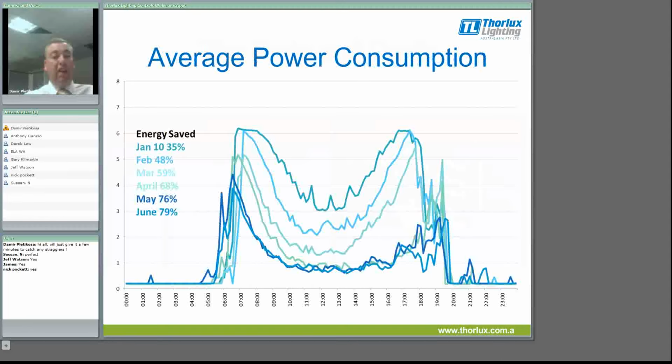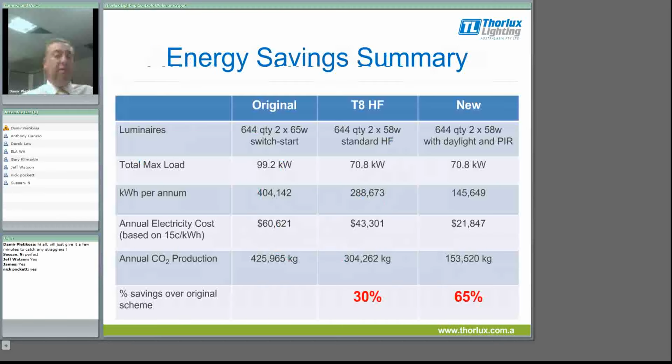As we can now see from the average power consumption, during the winter months, so January, February time, the luminaires are still working quite hard to give us the maintained lighting levels that we need, but as we work through to April, May, June, so the summer months where we get lots of sunshine, we're looking at probably 70 to 80% savings.